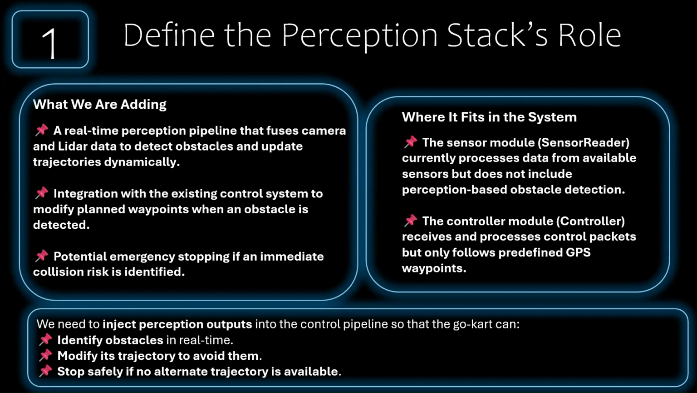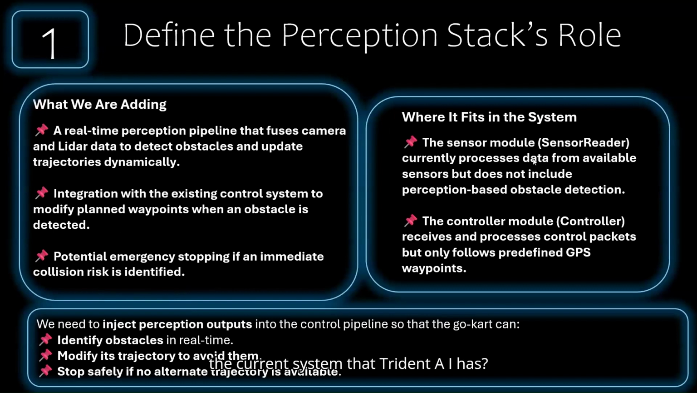So my task would be to figure out how to interface with these sensors, get the proper drivers, how to access the topics in the ROS2 framework, and then obviously how to fuse this data to make it useful to our control system. Let's go to the second bullet point here, which is integration with the existing control system to modify planned waypoints when an obstacle is detected. And if there's a potential emergency stop that we need, if there's a collision risk, we need to execute that.